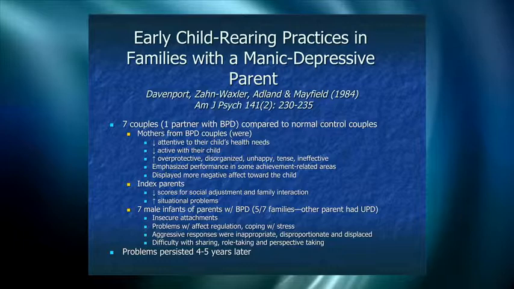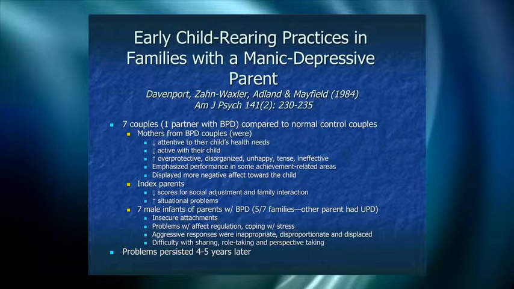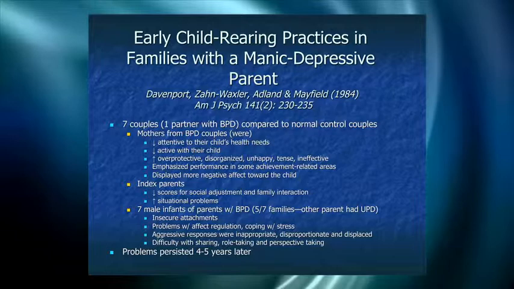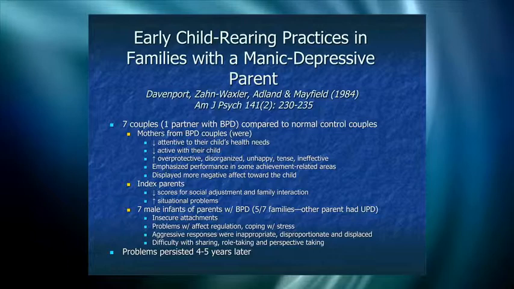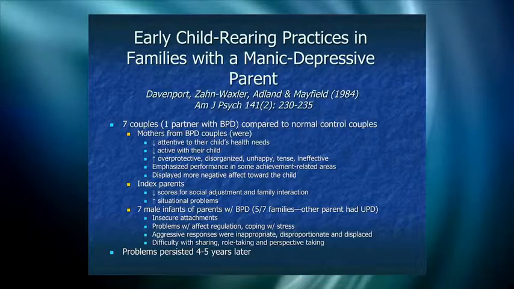The index parent had lower scores for social adjustment and family interaction, and more situational problems. There were 7 male infants of the parents with BPD, and of those 7 families, in 5 the other parent had unipolar depression. So genetically, as well as family environment, these little infants were hit with a whammy. They demonstrated insecure attachments, problems with affect regulation and coping with stress, aggressive responses were inappropriate, disproportionate, and displaced, and there was difficulty with sharing, role-taking, and perspective-taking. And these problems, when they did a follow-up 4 to 5 years later, persisted.